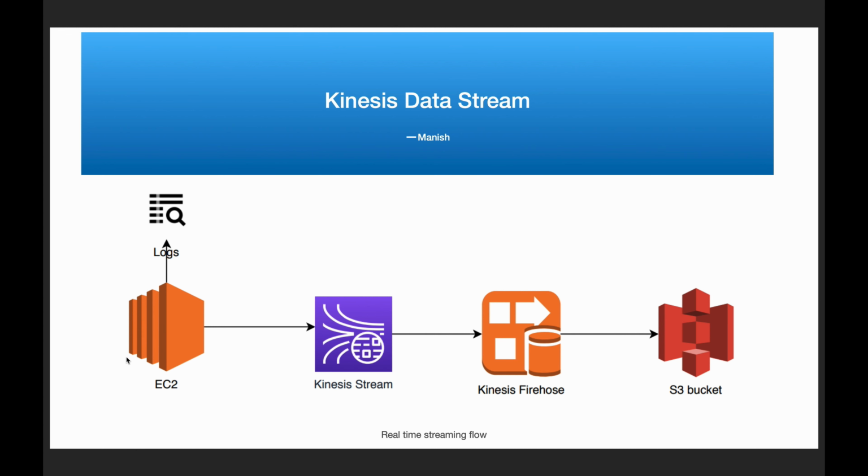So we will create an EC2 instance, and in the EC2 instance we will have the logs. In a real-time scenario, suppose some application runs on the EC2 instance and generates continuous logs. That log will get pushed into the Kinesis streaming service, and then from the Kinesis streaming service it will get consumed through Kinesis Firehose, and from Kinesis Firehose you can save the data into an S3 bucket. Let's move into the code.